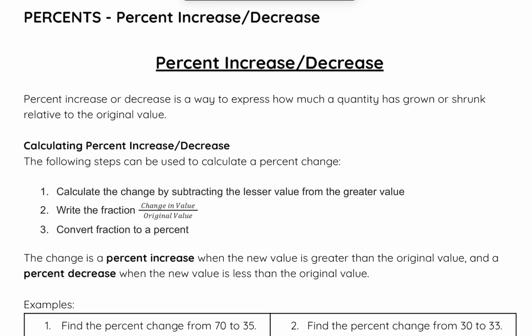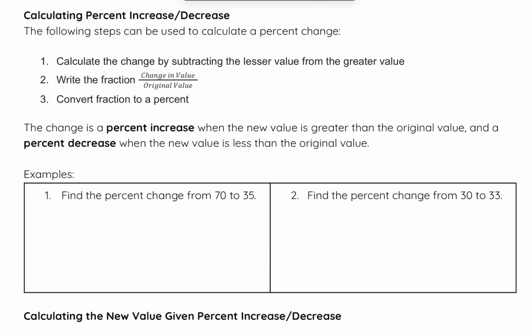Once we've done this, we can write the fraction change in value over original value, and then take that fraction and convert it to a percent. It's important to note the difference between a percent increase and a percent decrease. A percent increase is when the new value is greater than the original value, and a percent decrease is when the new value is less than the original value. Let's look at a couple examples of these.